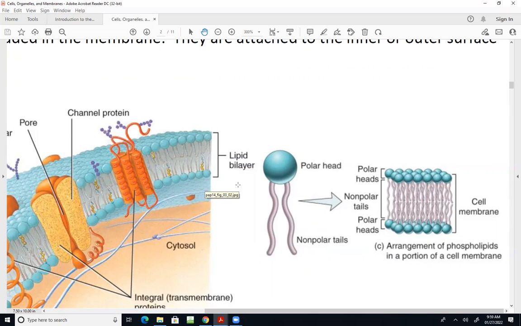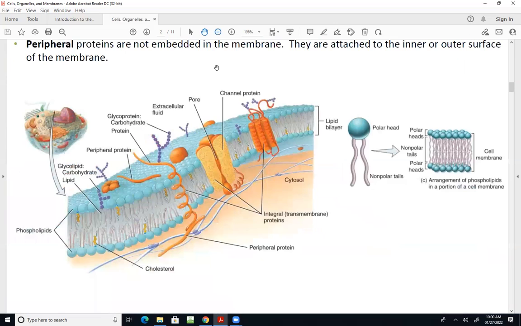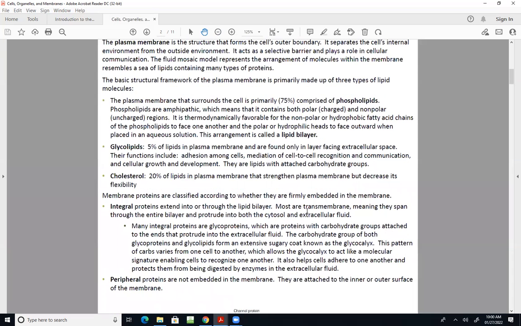Well, the tails of a phospholipid, these little two squiggly lines here, are going to be just like any other fat in that they don't like water. They are hydrophobic. Well, the heads are hydrophilic. Hydrophilic means that they actually like water and they're attracted to it, and they're going to seek it out.